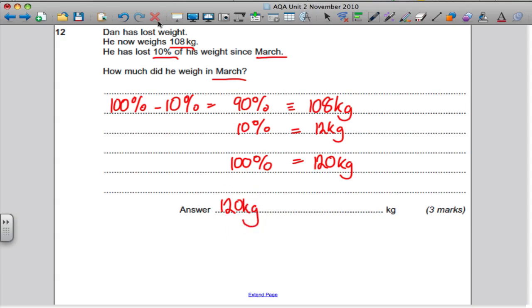Let's just think, does it work? If he was 120 and he lost 10% of this weight, well, he would lose 10% of 120, which is 12. 120, take away that 12, gives me the 108, which I now know he weighs. So I definitely know I got the right answer.